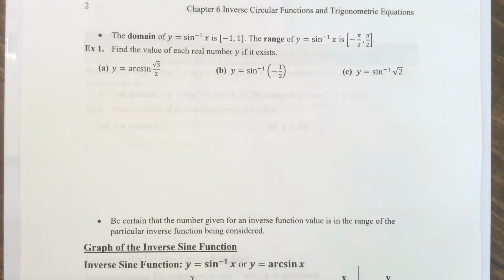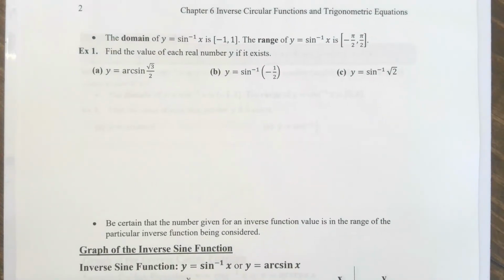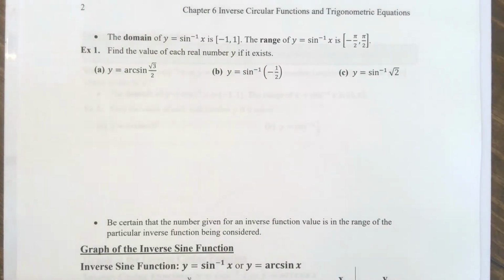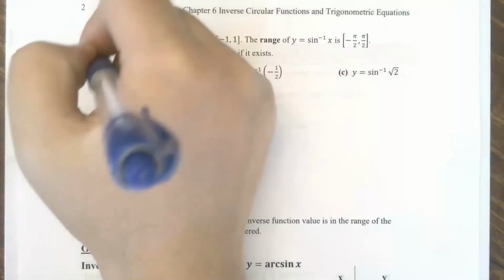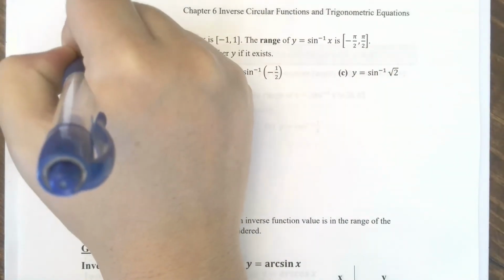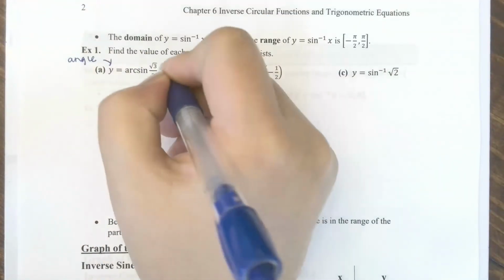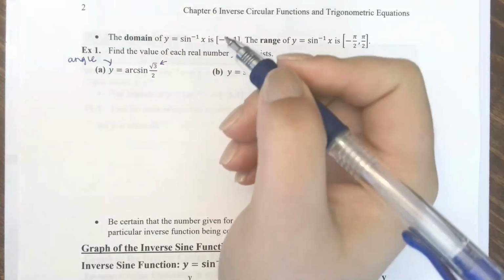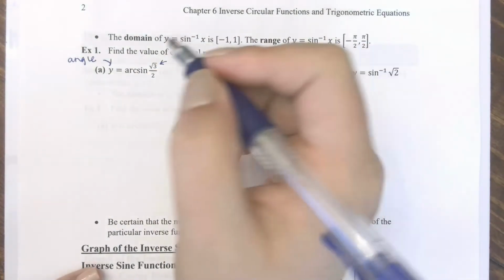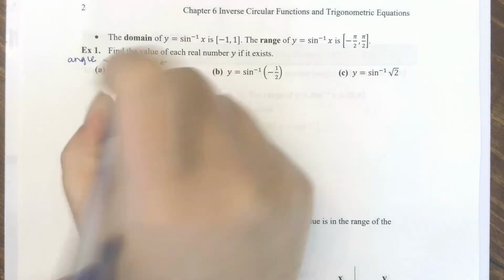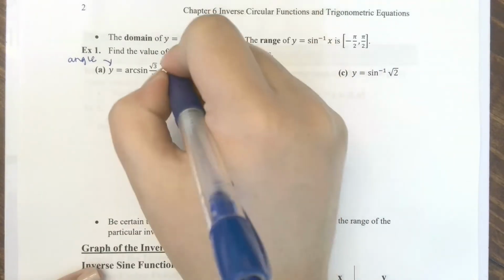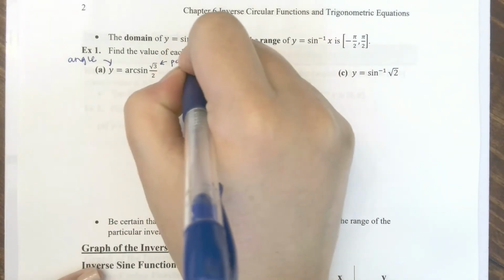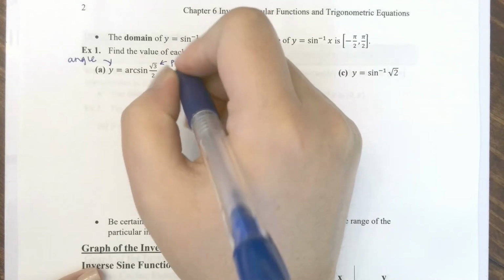Alright, so example 1: find the value of each real number y if it exists. For A, we have y equals arc sine of square root of 3 over 2. So y is our angle, and square root of 3 over 2 is positive. Since we're talking about sine, this is going to be in quadrant 1.